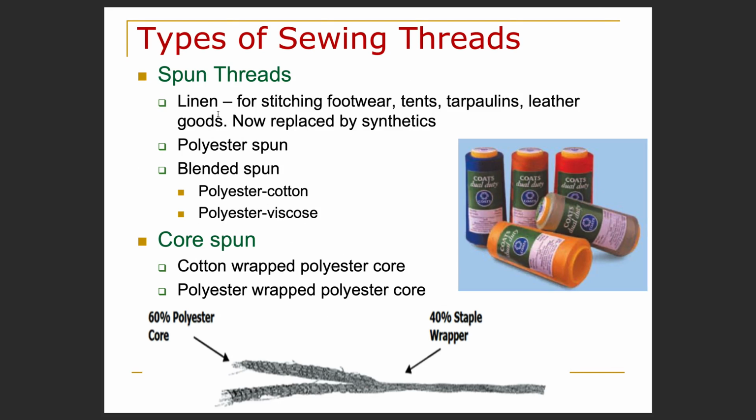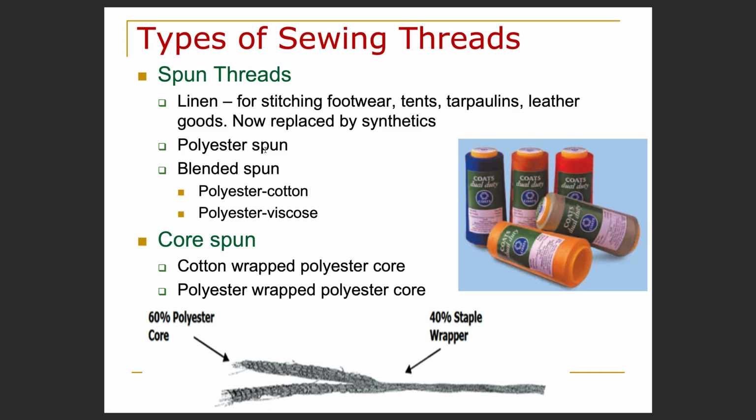Linen is another choice of fiber which is used for making the spun sewing thread, and it is used for stitching footwear, tents, tarpaulins, and leather goods. But now it has been replaced by synthetic fibers for making sewing threads, because synthetic sewing threads offer better strength and abrasion resistance compared to sewing threads made from natural fibers.